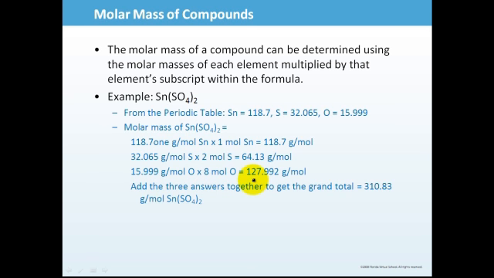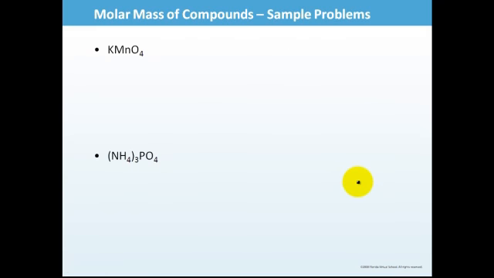Now we simply take those numbers and add them together to get the grand total. The molar mass for this compound would be 310.83 grams per mole of Sn(SO4)2. Again, we take the mass of each element from the periodic table, multiply it by the subscripts to get how much mass comes from that element, and then we add those numbers together to get the grand total. So let's look at a couple examples together now.